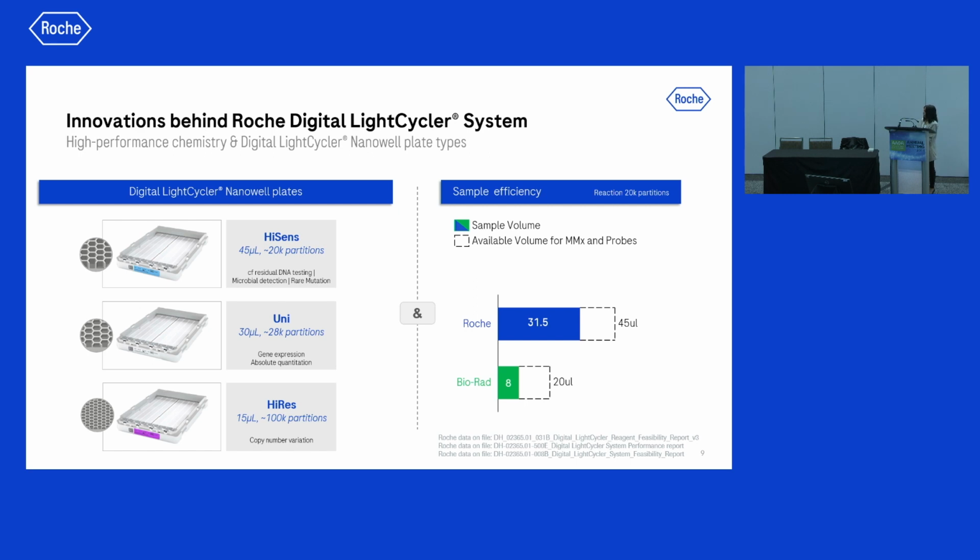Now, additionally, what's not depicted here specifically is the fact that we have 6 optical channels, which allows you to assess multiple targets within a single sample reaction, right? And again, collectively, these features ensure that when you're looking at a sample on the Roche Digital LightCycler system, you have optimal sample usage.